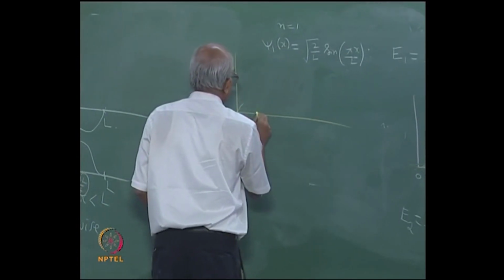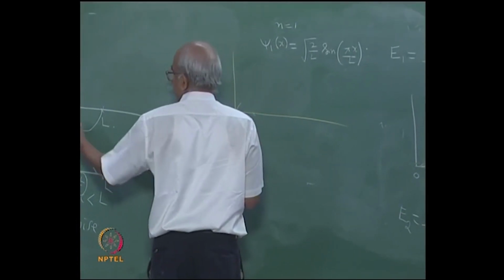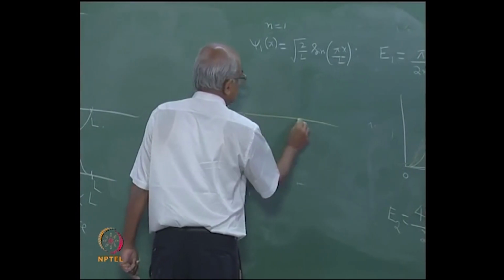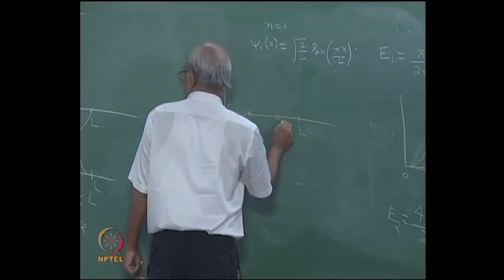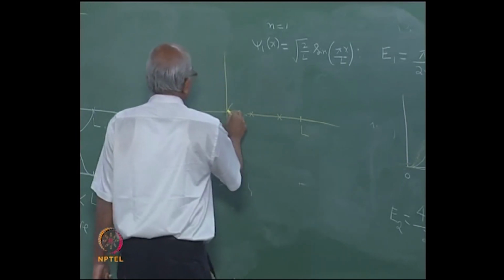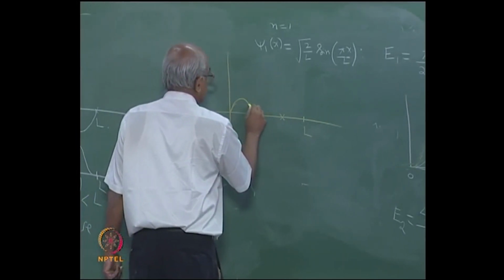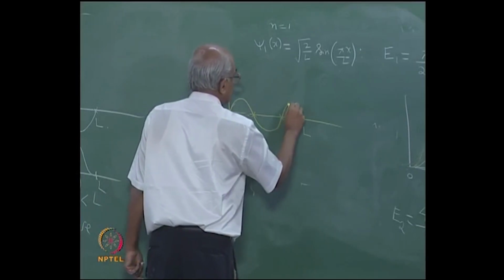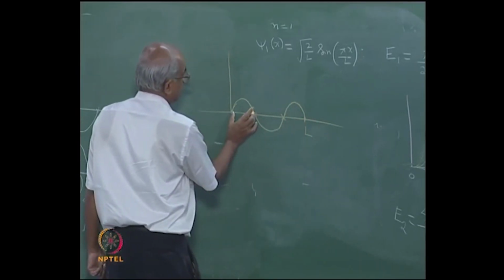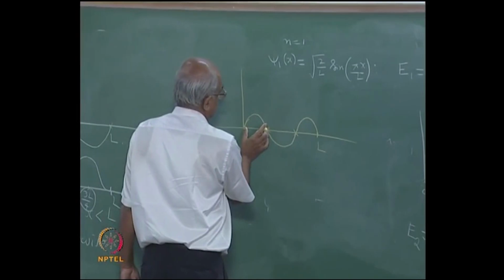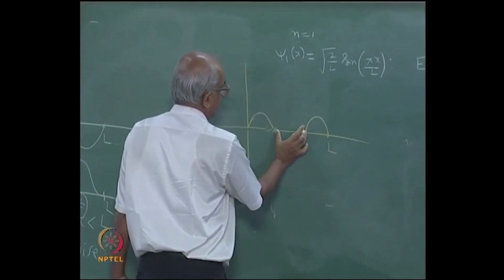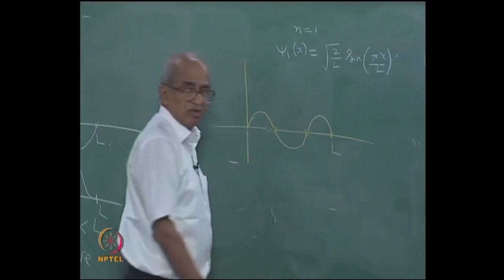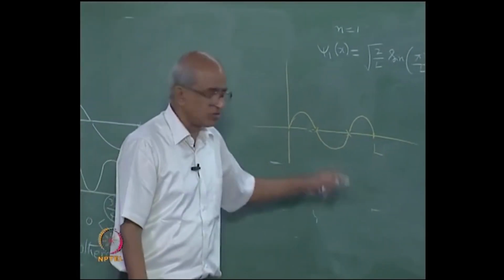It is going to have, I know that it is going to have two nodes. So, this is the length L. I know that it will have two nodes, right. So, how will it look like? It would look like this. So, in this range the function will have values which are positive. Here in this range it will have values which are negative and then positive. That is how it is, and there are two nodes.